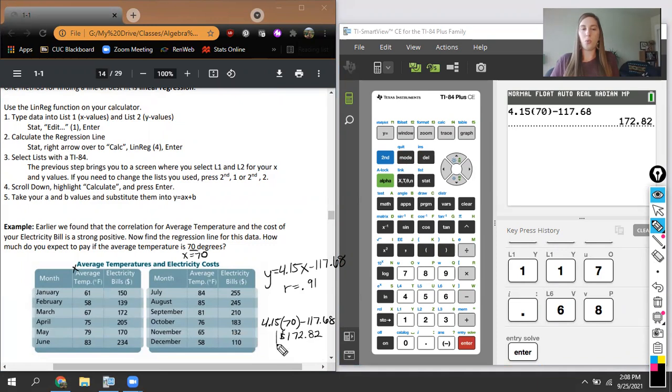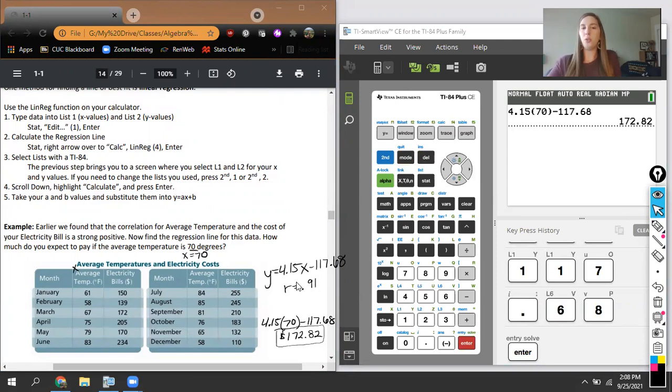All right, so that would be your prediction. So you're just taking a new X value and you're plugging it into your equation. Now, how accurate is that really? Do we know if that's going to be how much I'm going to pay exactly? Are we going to be off by like $10, $100? How far off are we going to be?